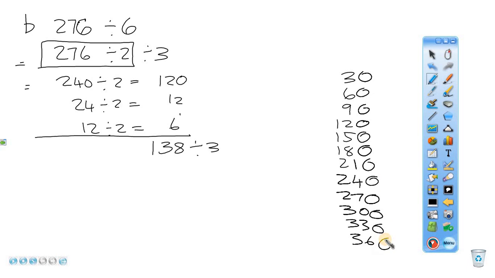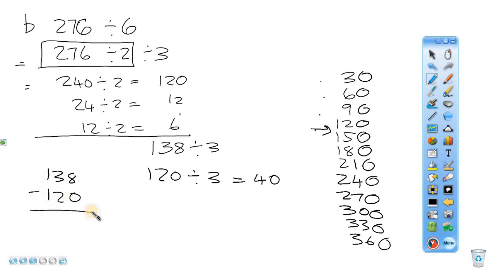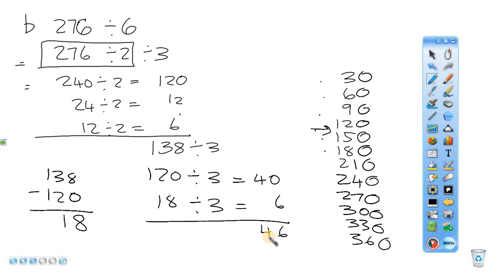138. So which one's the highest that can come out? 120. Okay, now remember it's 10, 20, 30, 40. So my answer there is 40. Now we see how much we're left with. So 138 minus 120. 8 minus 0 is 8. 3 minus 2 is 1. Is 18 on my normal 3 times table? Yes. How much? 1, 2, 3, 4, 5, 6. So I'm going to say 18 divided by 3 equals 6. So what is your final answer? 40 plus 6 is 46. And that's your final answer.